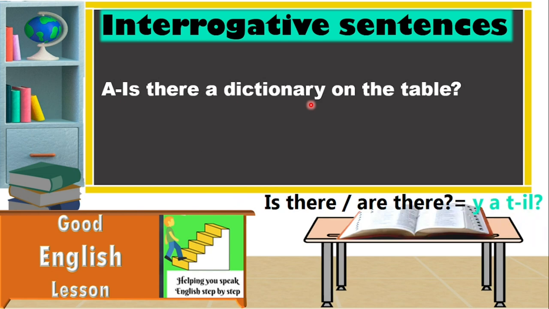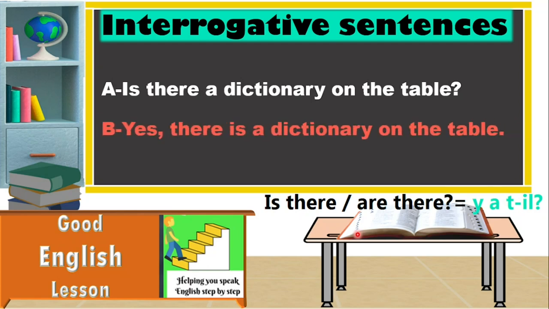Is there a dictionary on the table? Here, we have an interrogative sentence. Why? Because we see a question mark here. Instead of there is, we put is in front. We put the verb in front. Let's see. Here, we see a dictionary. The answer is yes, there is a dictionary on the table.